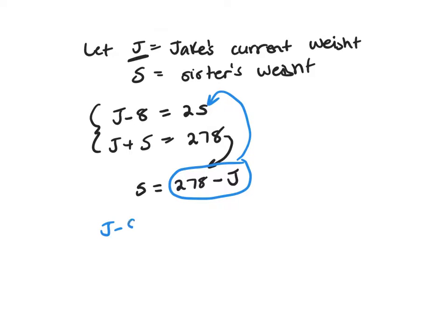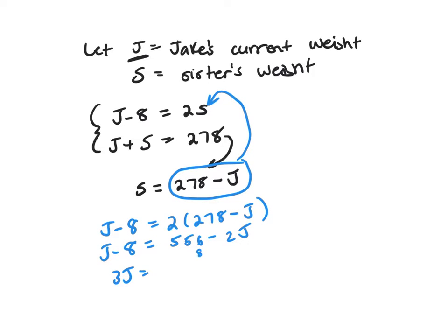So J minus 8 equals 2 times S, which is 278 minus J. That's J minus 8 equals 2 times 278, which is 556, minus 2J. Let's add 2J to both sides, and that gives me 3J. And let's add 8 to both sides, so that's going to be 564.